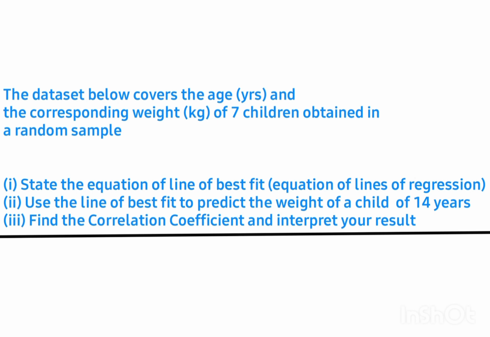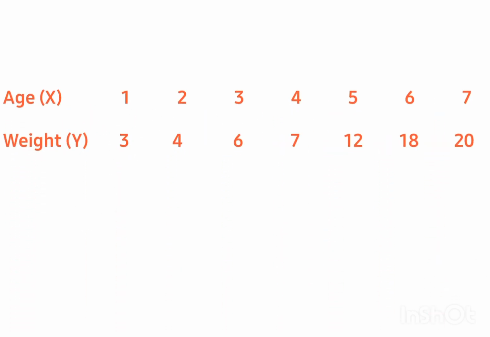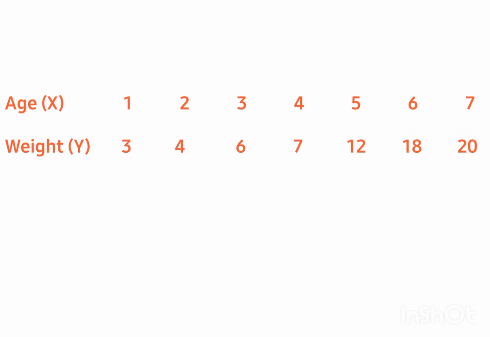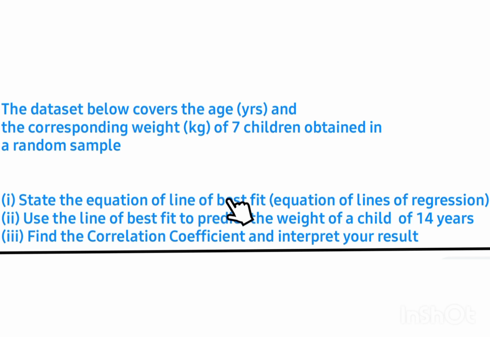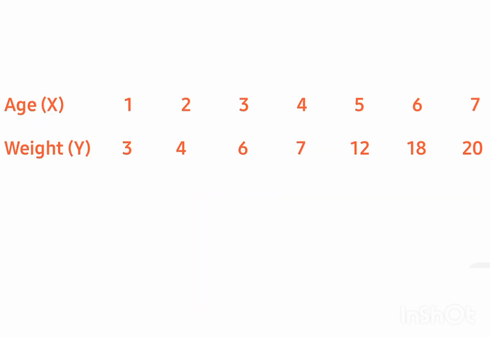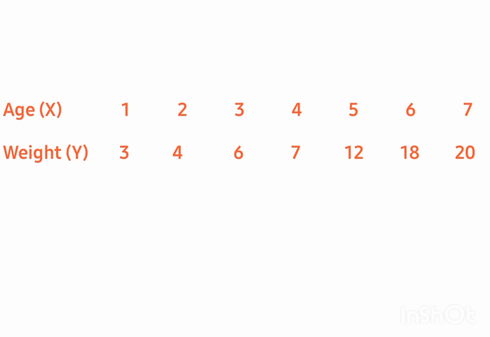Let's get started now. The table here shows the ages of these children with their corresponding weight. Alright, first question says, state the equation of line of best fit. Part 1 of this video made it clear that the equation of lines of regression, or the line of best fit, is determined by the slope and intercept. Steps involved.